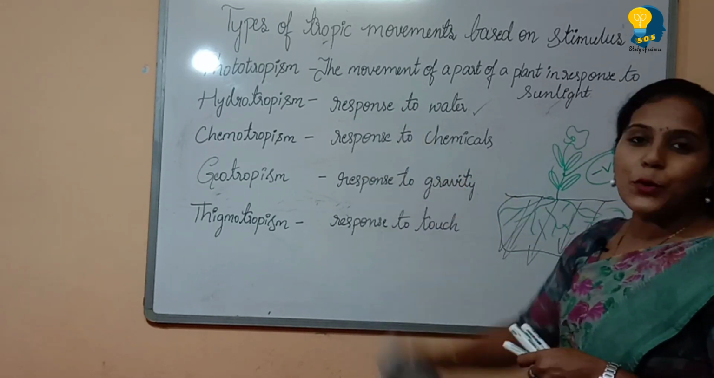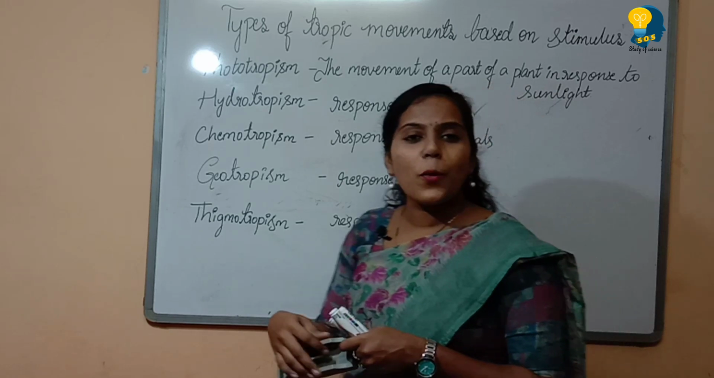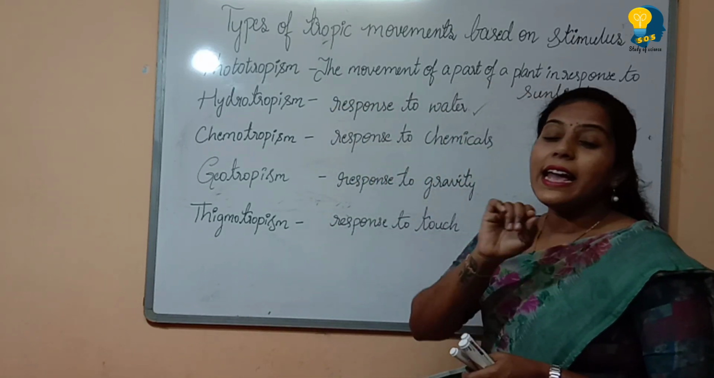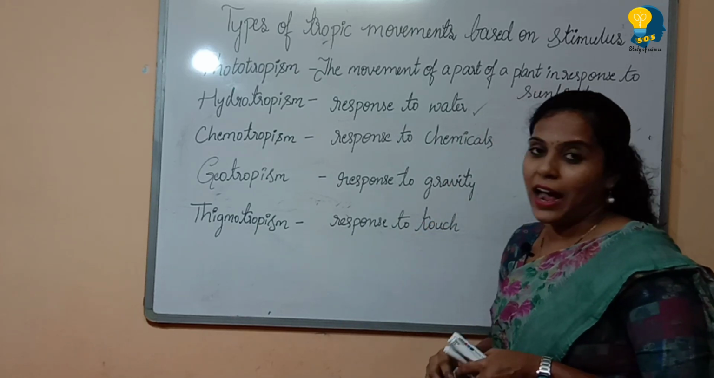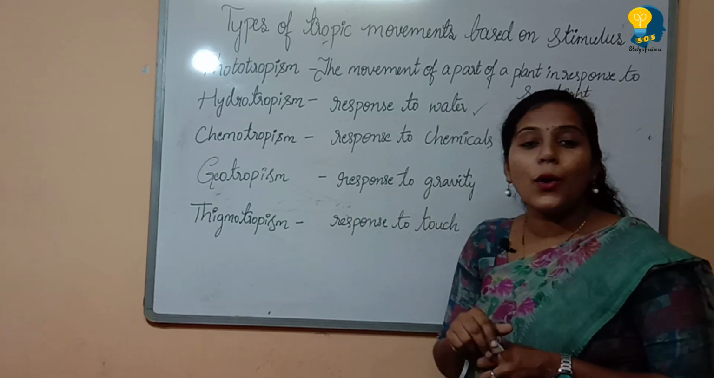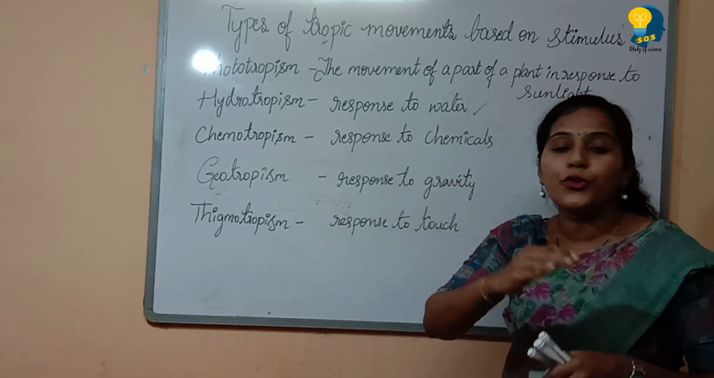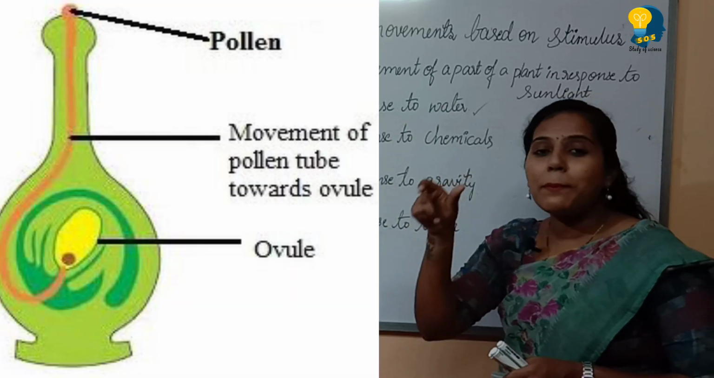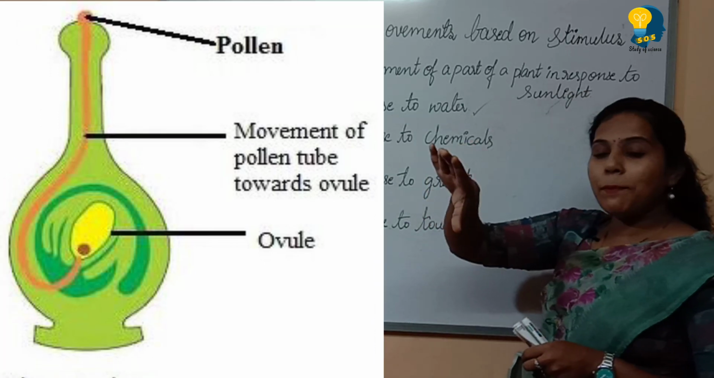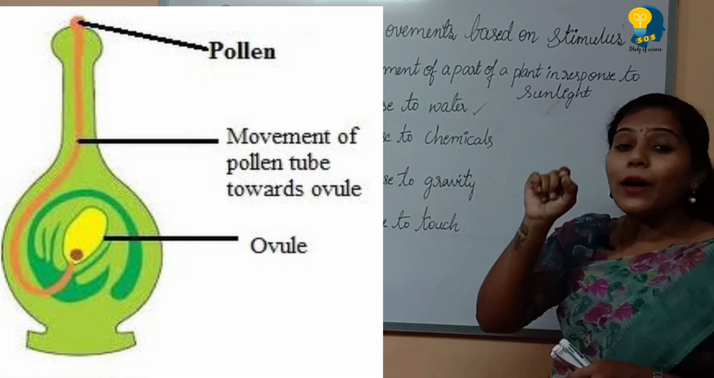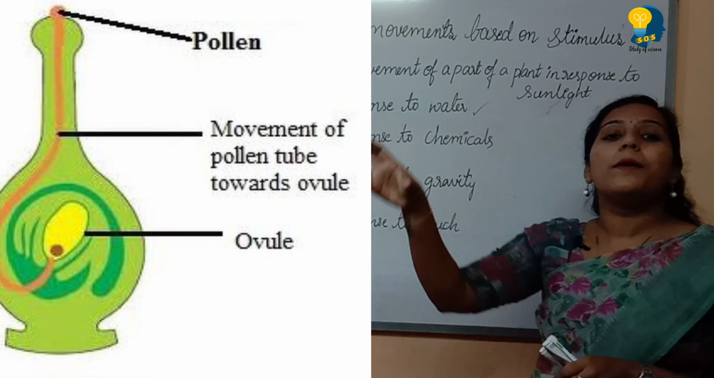Clear? So now let us move towards the next one, that is chemotropism. Where can we observe chemotropism? Chemotropism is mostly observed during the fertilization time. So what happens during fertilization? The male part of the flower comes close towards the female part. The male part is the stamen, the female part is the pistil. The male part contains the anther. Anther contains the pollen grains. So the pollen grains come in contact.